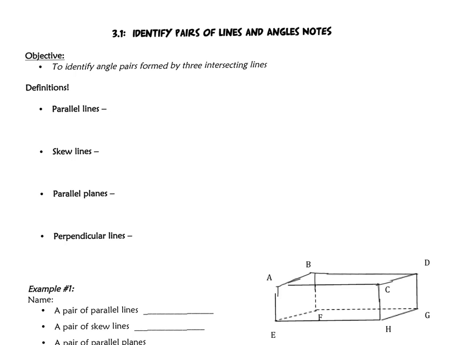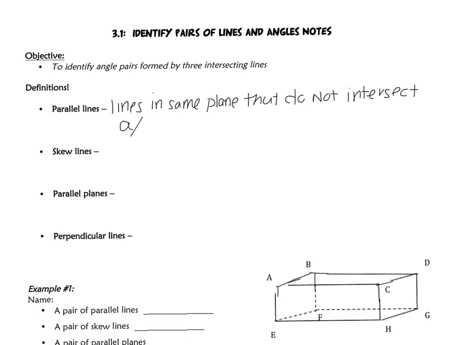First vocab or definition, parallel lines. These are lines in the same plane that do not intersect or cross, however you want to say that. So in order for me to draw that, A being parallel to B, those two lines would look like they're going to cross, and to note parallel, you do a little arrow on them. So those are parallel lines.